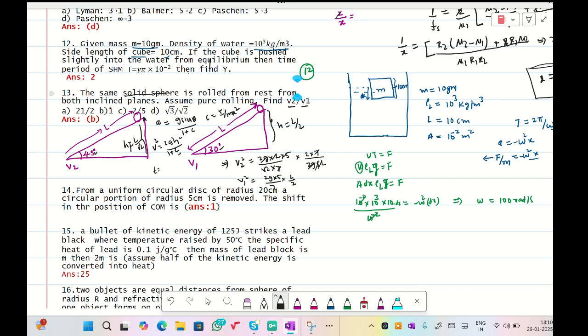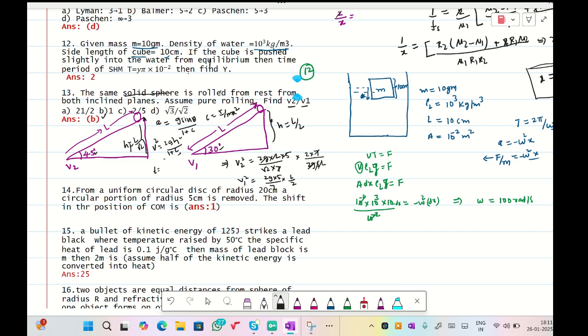That is root 2, meaning 1.414. We can go with 1, right? v1 square by v2 square. If the same answer is given, the lengths are given equal, but the heights are not equal. So it is independent of the angle, but it is nowhere mentioned that they are rolling from the same height. So we have to find out the heights. So from that, root 2 has to come as the answer.